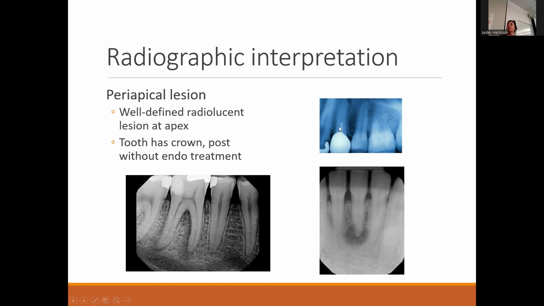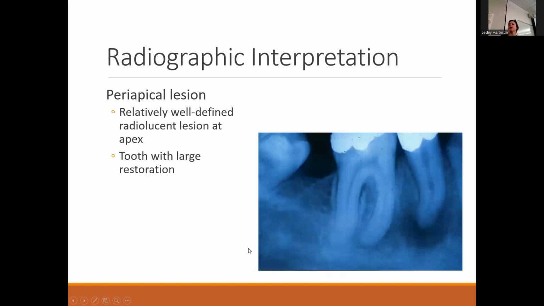So they put a post in here, but there's no endo in the tooth, but there's this periapical lesion. So there's more treatment that's needed there, and you can see some radiolucency through the molar as well in the apex there. Some more relatively well-defined radiolucent lesion at the apex here, and then the tooth has a very large restoration. So sometimes they'll put in a huge restoration, kind of heroics, but it irritates the pulp so much it ends up needing a root canal, ends up causing an issue.